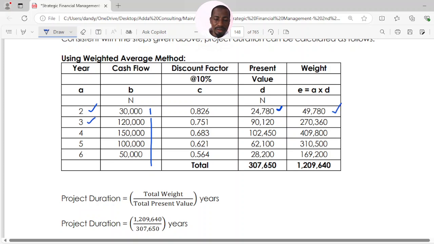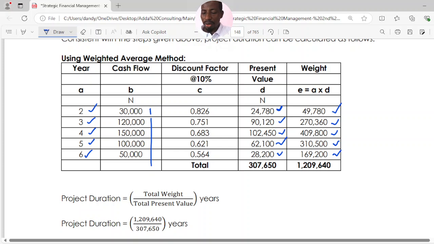Year 3, I will say 3 multiplied by 91,120. That will give me 273.60. For year 4, I will say 4 multiplied by 102,450. That will give me 409,800. Year 5, 5 multiplied by 62,100. That will produce 310,500. Year 6, 6 multiplied by 28,200, that will give me 169,200.